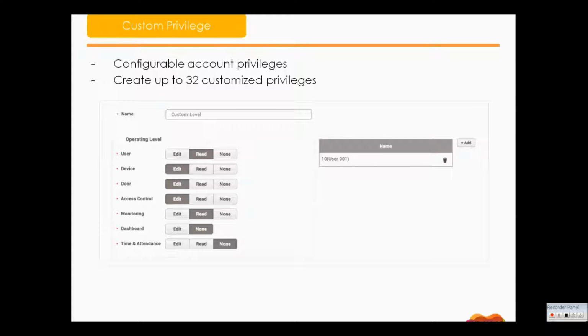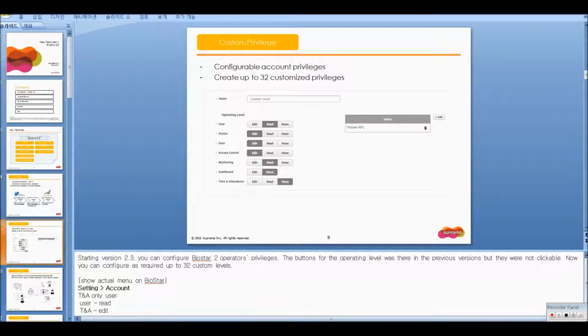Moving on, starting version 2.3, you can configure Biostar 2 operator privileges. The buttons for the operating level were there in the previous versions, but they weren't actually clickable. Now you can actually configure, as required, up to 32 custom levels. Let me show you the user interface in Biostar.